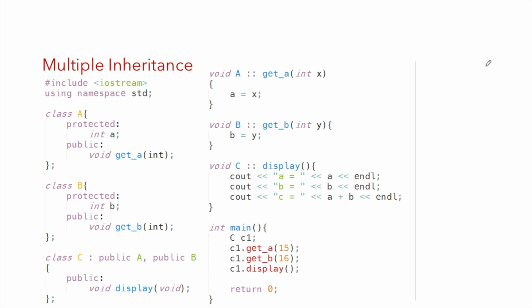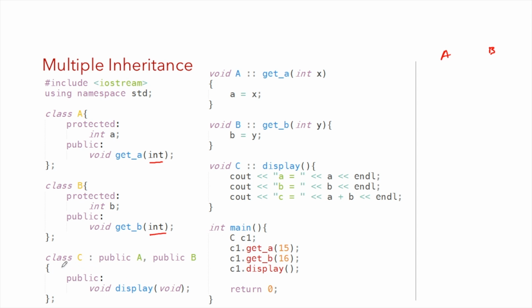I'm just trying to simplify things over here, so I am using class names A, B, and C. If you notice, we have one protected member, int a, and then we have a public function get underscore int, to which we are passing one integer. Then we have another class B, which also has one protected member, b, and a similar function, get underscore, to which again we are passing one integer. So we have classes A and B.